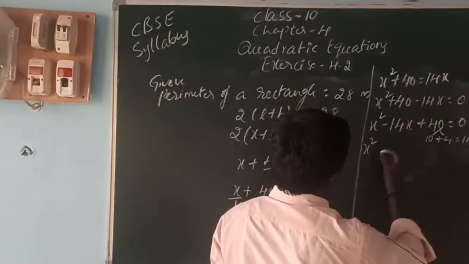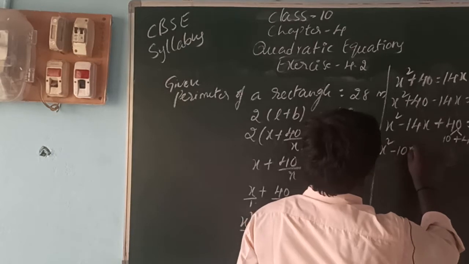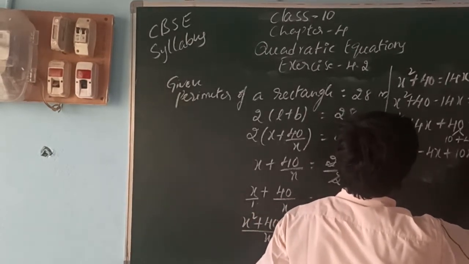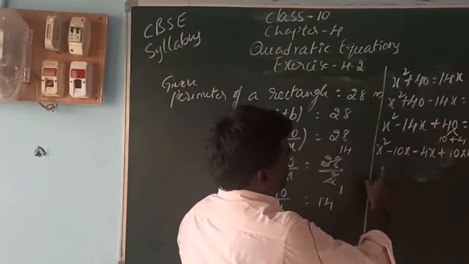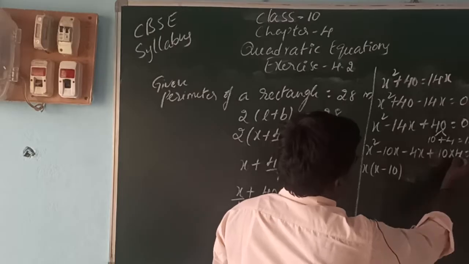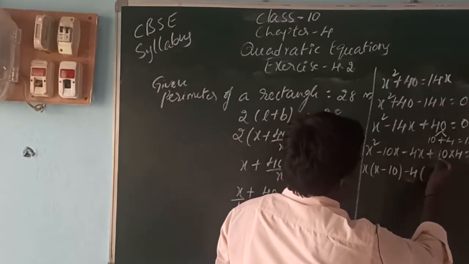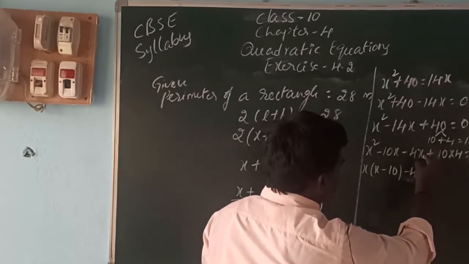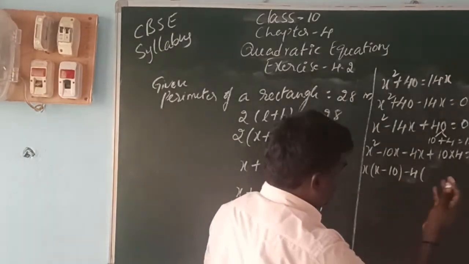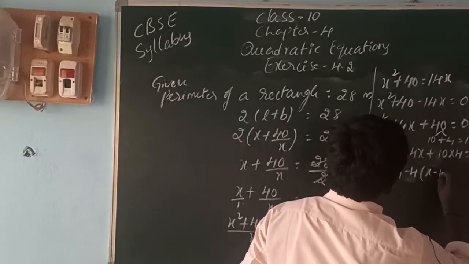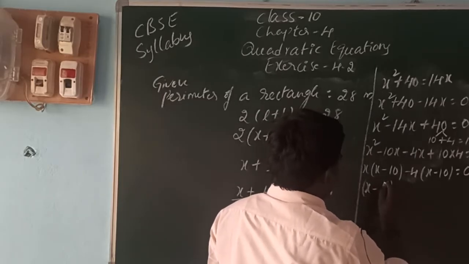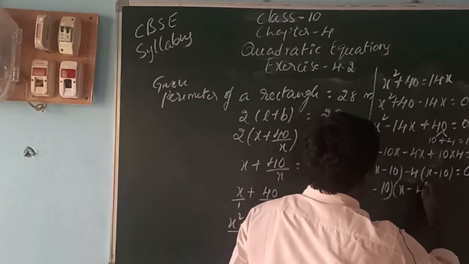So that is here x square minus 10x minus 4x plus 10 into 4. 40 we can write as 10 into 4. In these two terms, what is common? x of x minus 10. In these two, what is common? Minus 4. When you take minus 4, the plus becomes minus, minus into minus. So that is here x minus 10 is equal to 0. So in total the common factor: x minus 10 of x minus 4 is equal to 0.